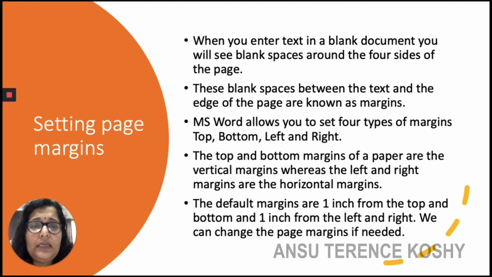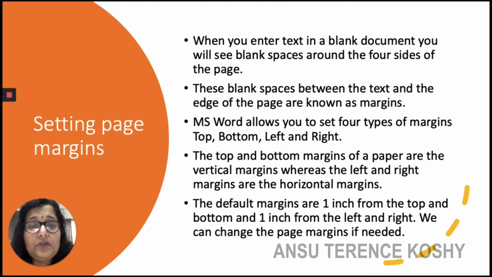MS Word allows you to set four types of margins, that is top, bottom, left and right. That is, you have margins on the top, bottom, left of the page as well as the right of the page. The top and bottom margins of the paper are the vertical margins, whereas the left and right margins are the horizontal margins. Top and bottom will be the vertical margins and left and right will be your horizontal margins.